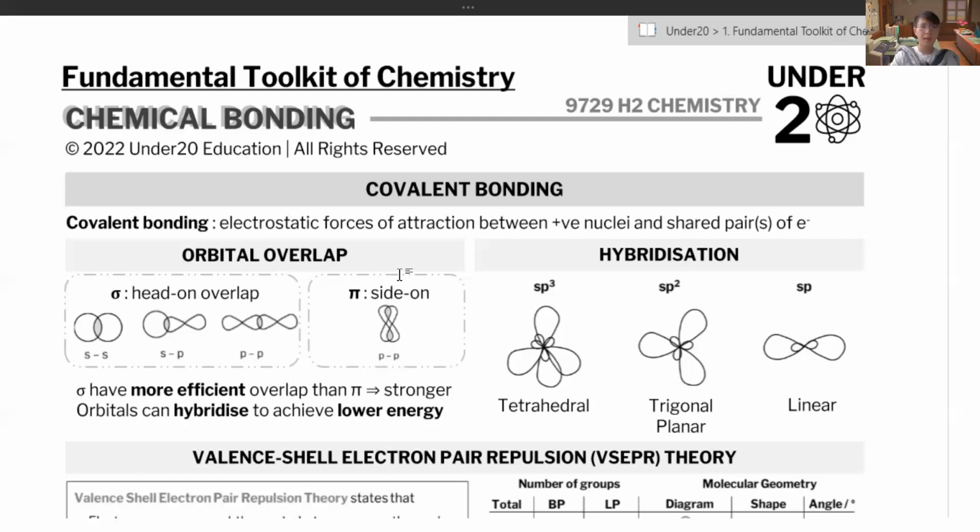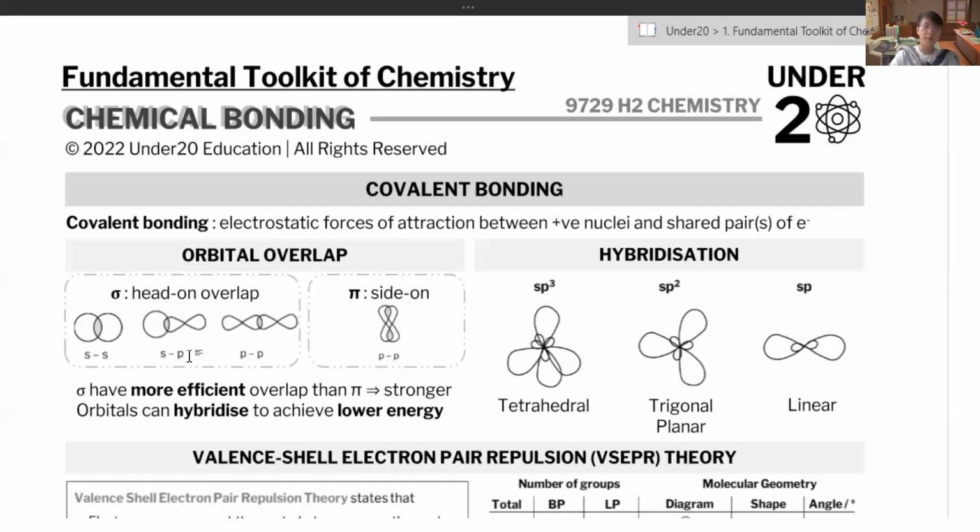Next, we have the pi bonding. Pi bonding is a side-on overlap, which is formed only between p and p. Sigma bonding is more efficient because you have a head-on collision as opposed to a side-on overlap, right? So in essence, the sigma bond is stronger. On top of this, the orbitals can undergo something called hybridization to achieve a lower energy. As we mentioned previously, a stable configuration is always one that has a lower energy level. So as long as there's a way to form a lower energy, we will do it. Orbitals can hybridize to do that.